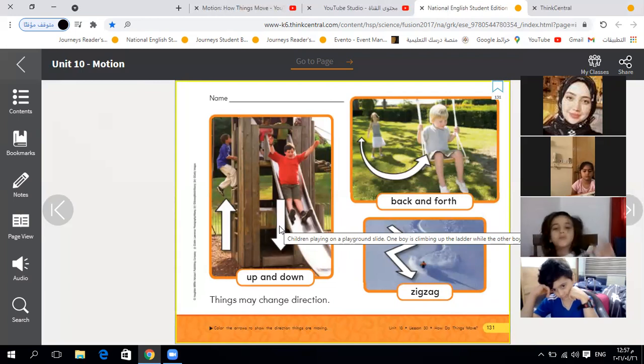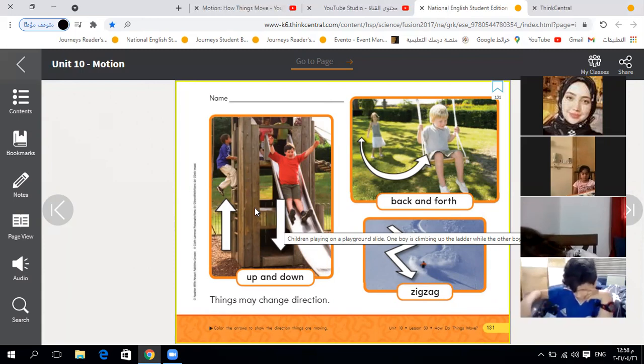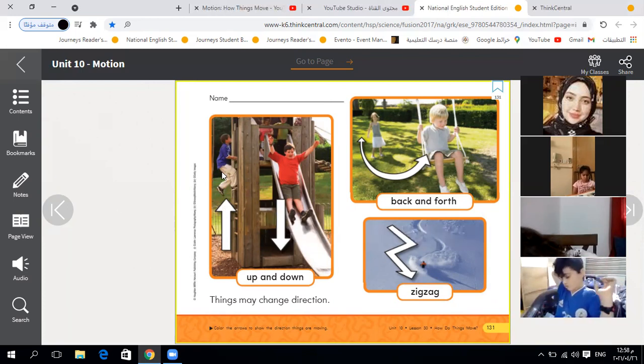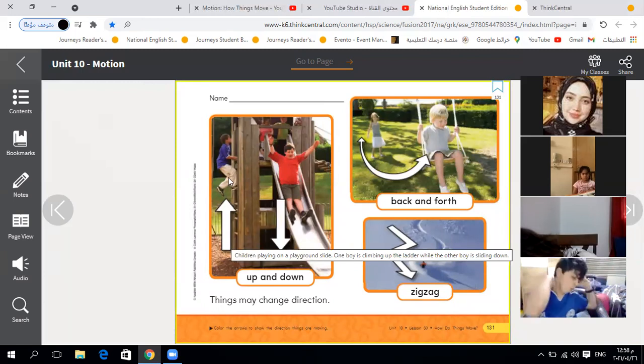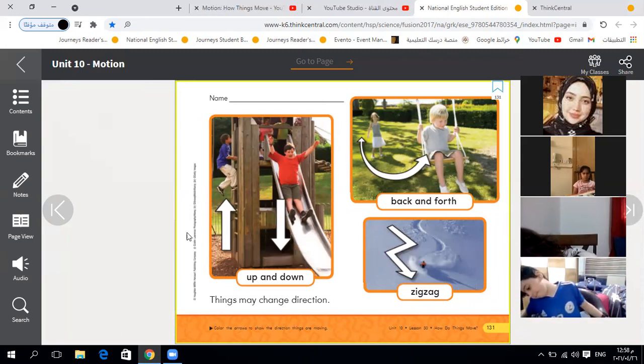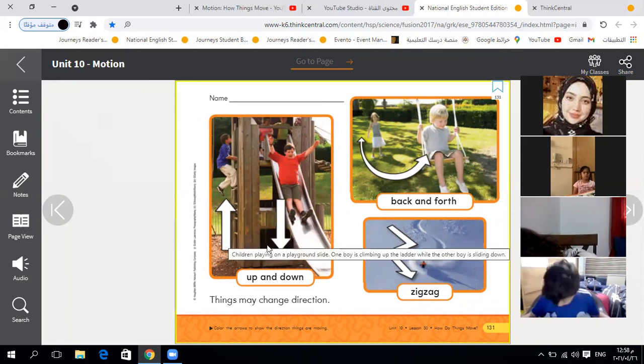Can you see? So here we have children playing on a playground slide, okay? One boy is climbing up the ladder while the other boy is sliding down. This kid here in the blue shirt is going up, and the boy here in the red shirt is sliding down. So things can go up and down. Follow the white line. Up and down.